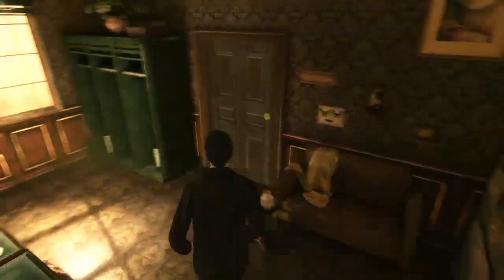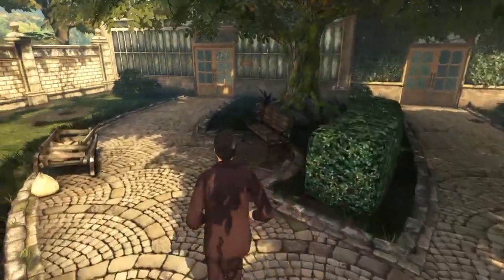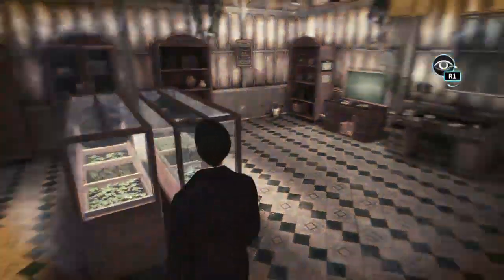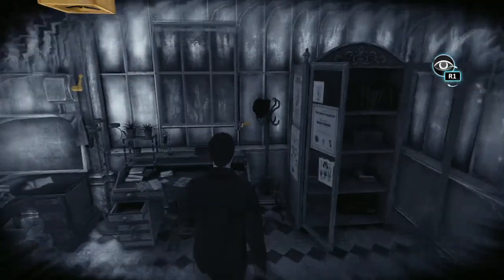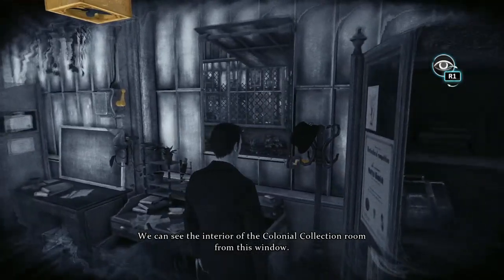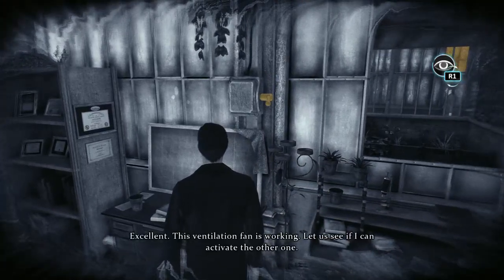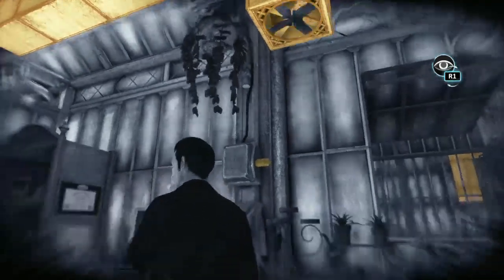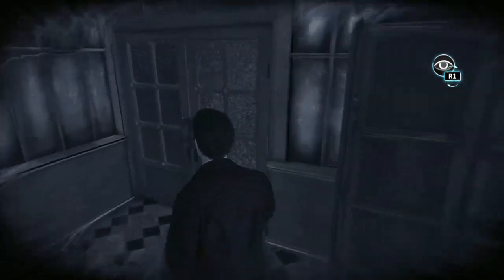She was here. We can see the interior of the Colonial Collection Room from this window. Excellent. This ventilation fan is working. Let us see if I can activate the other one. Which one? The one next door.